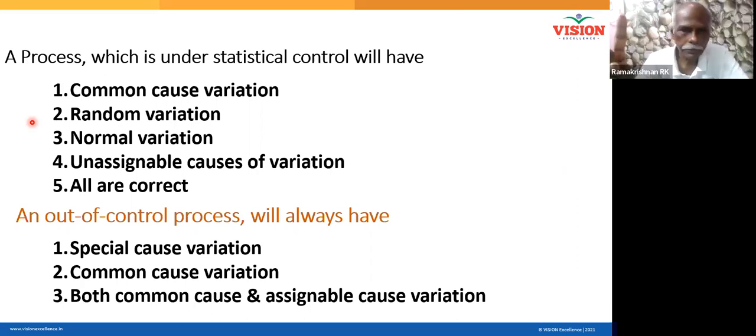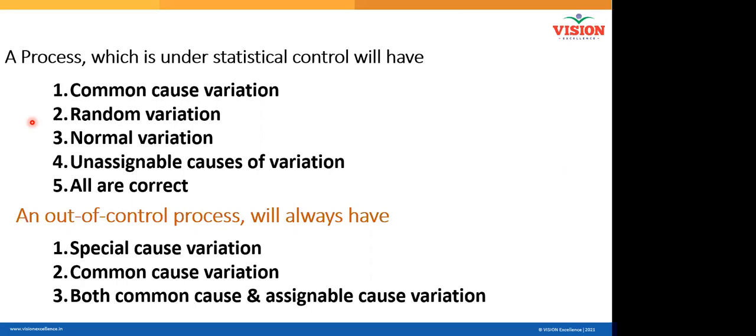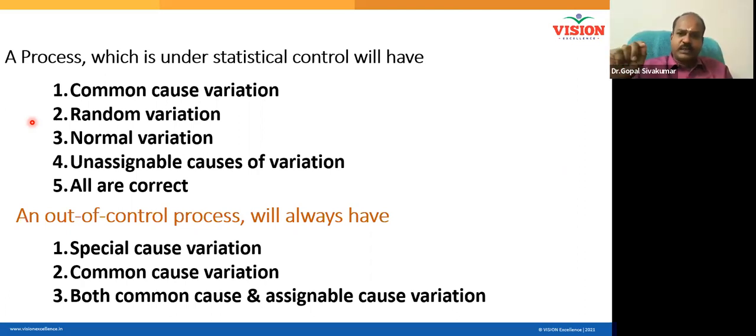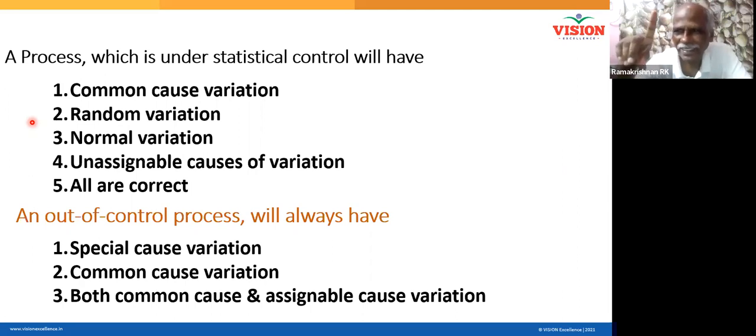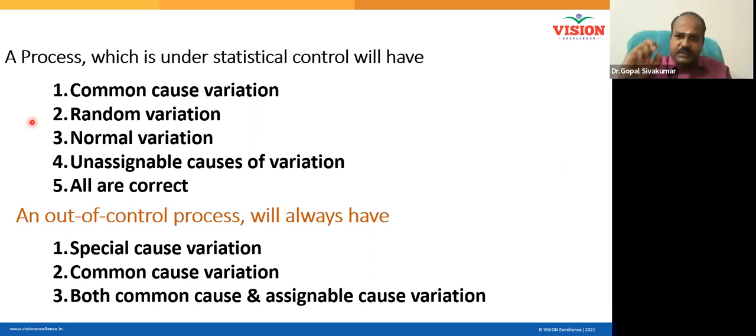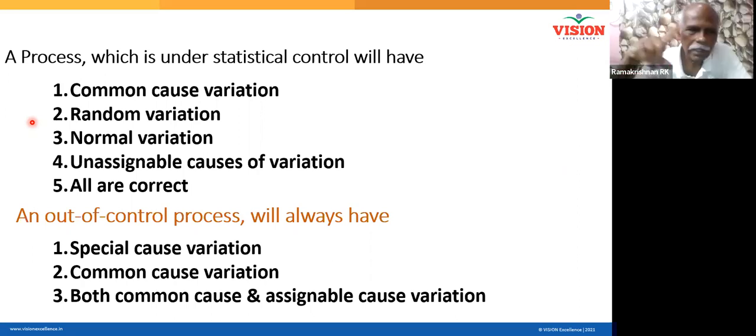So can you differentiate between normal variation and common cause variation? Sorry to interrupt. Any observation beyond control limit is special cause. Any observation below control limit is common cause. And what is further the difference between normal variation and common cause variation? Normal variation and common cause variation, I am saying it is same.